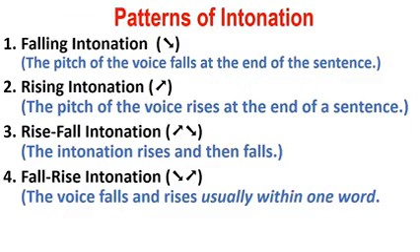Next is patterns of intonation, or types of intonation. One of them is falling intonation, signaled by this arrow. The pitch of the voice falls at the end of the sentence. Another one is rising intonation, signaled by this arrow. We see it rising. The pitch of the voice rises at the end of a sentence.